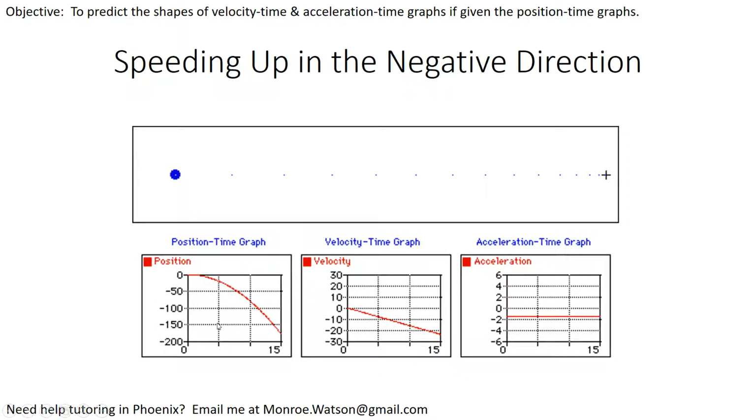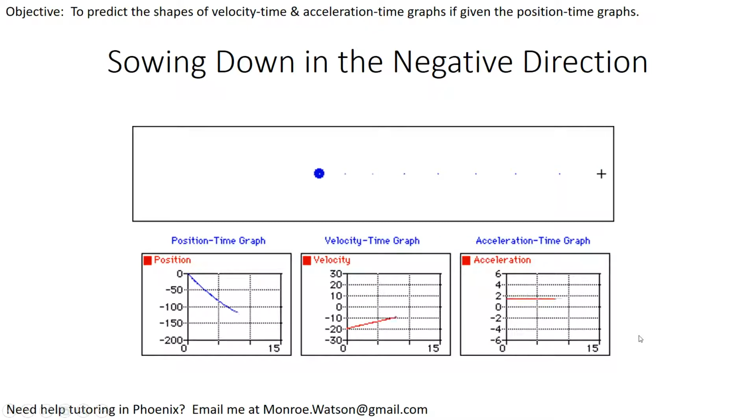Let's speed up in the negative direction. I'm not going to go through all the other graphs for you like I did earlier, but we can analyze this real quickly. Notice here at the very beginning, I've got a 0 slope as my tangent, so I should have a 0 velocity. As I move forward in time, I've got a negative slope here, but as time goes on, the tangent line gets more and more negative, so therefore my velocity gets more and more negative as time goes on. I've got a negative slope here in my velocity time graph, and that's going to give me a negative acceleration.